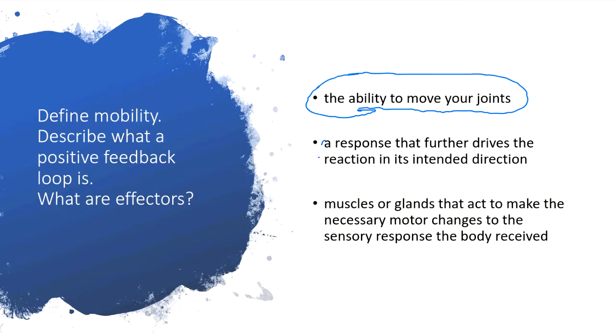What are effectors? We talked about this a lot in the beginning. Okay, so muscles or glands that make the necessary motor changes in response to the sensory information your body receives. So again, a fly lands on your hand, you do not want it there. The sensory signal gets sent up, your brain tells your arm to move. So your hand muscle is the effector. It causes the change. Okay?